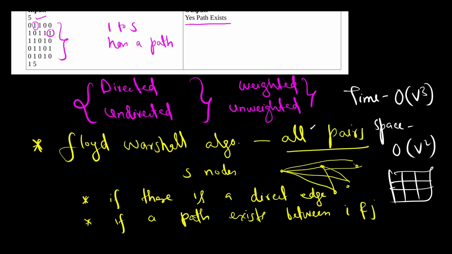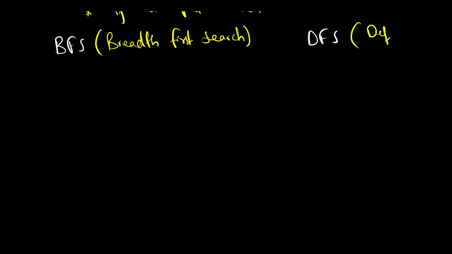What we are going to do? We are going to use either BFS or DFS, right? So what is a BFS and what is a DFS? So these are two algorithms, and what is the full form of these algorithms? Breadth first search, and depth first search. So there is some meaning attached to these things, breadth and depth.